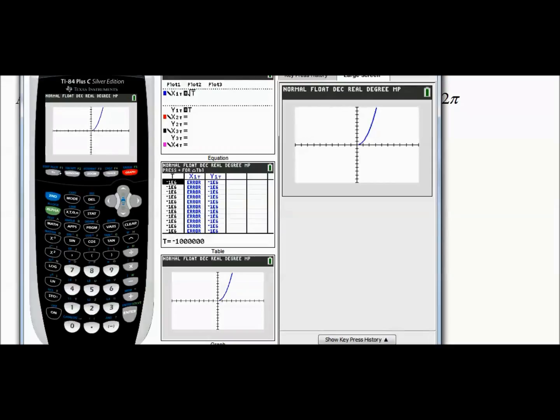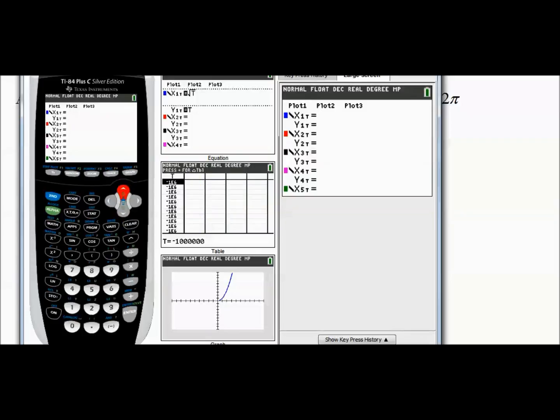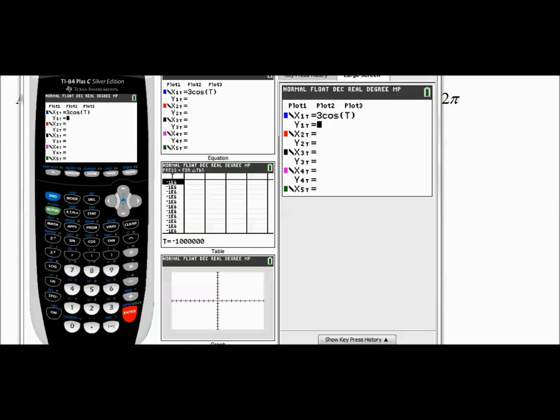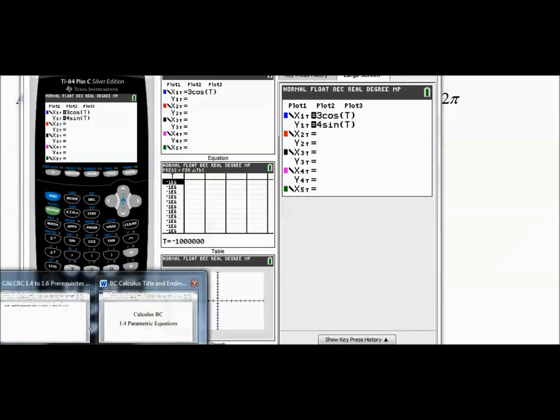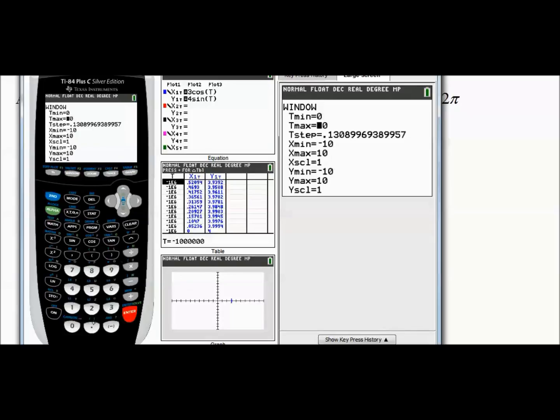Don't want to do that again. Let's be as lazy as humanly possible and go here. Clear, clear. I believe that's at 3 cosine of t, 4 sine of t for y, t from zero to 2 pi. I'm going to go in the window and define it. 0, enter, 2 pi, enter. It'll probably tell me, yep, 6.28. That should do it. Graph it.